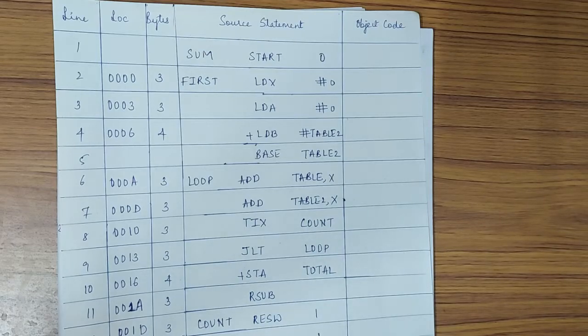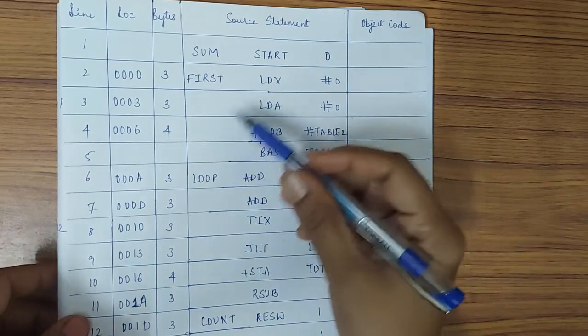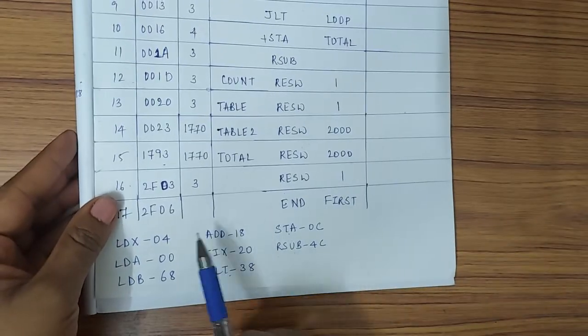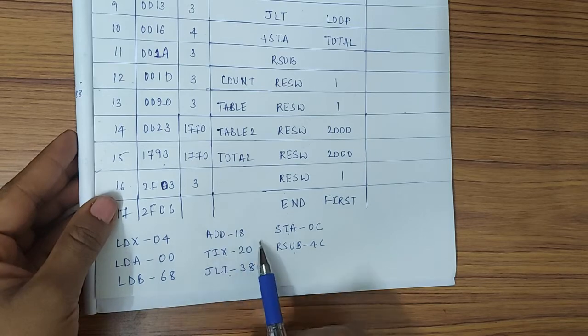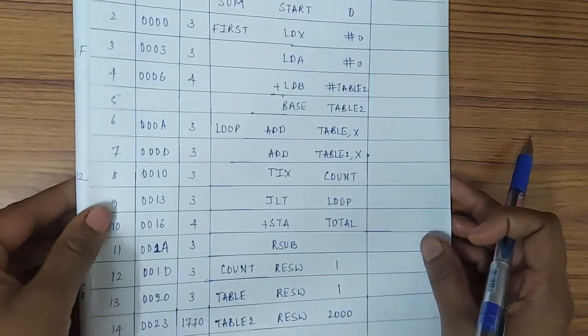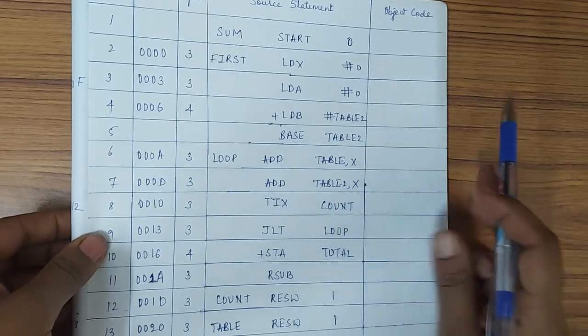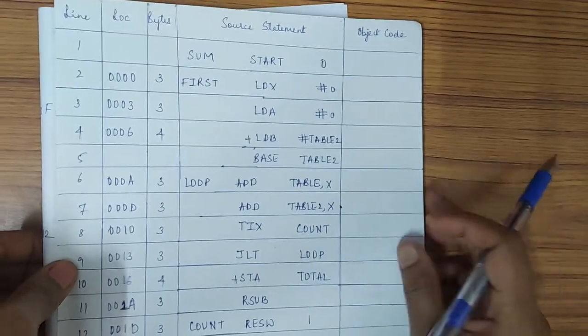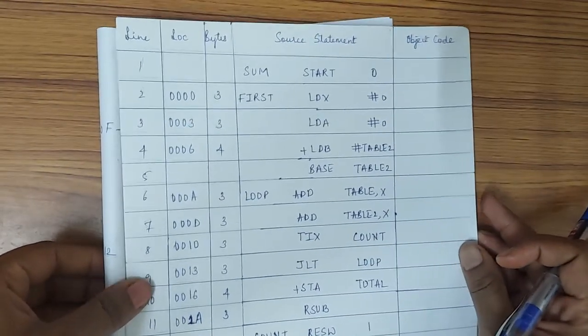Hello everyone. In this video we will see how to calculate object code for the following SIC program. This is a program that will be given, and these are the opcode values for their corresponding mnemonics. These are the given values, and using these values and for this program we need to generate the object code. So let us start.